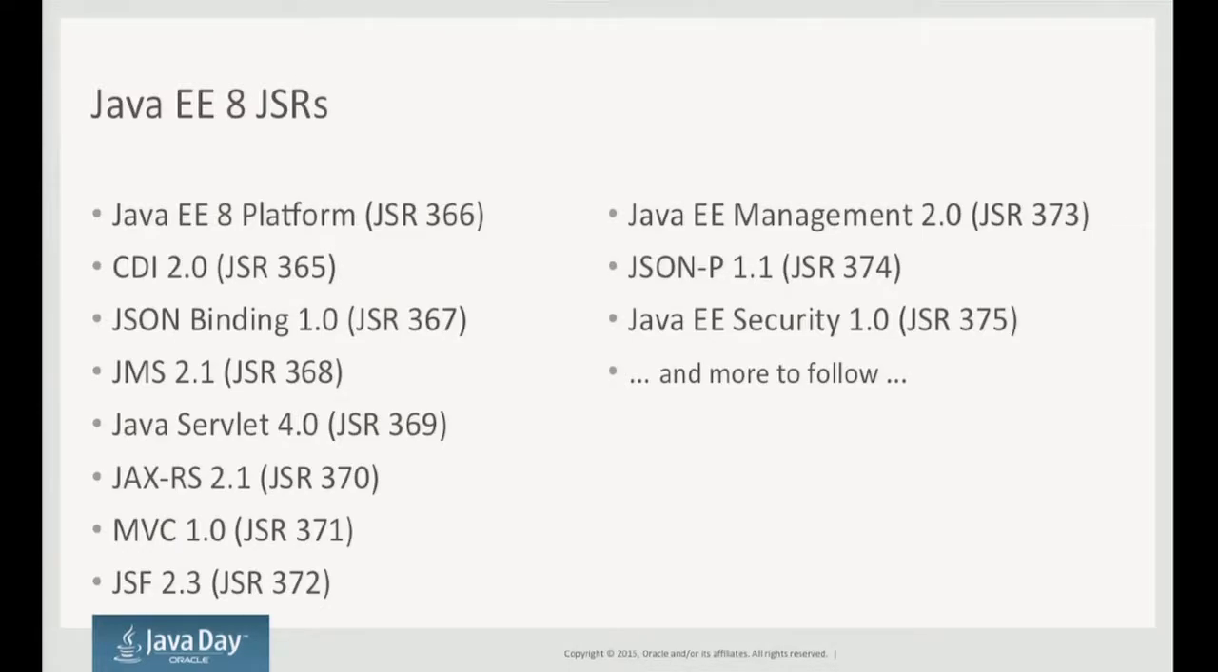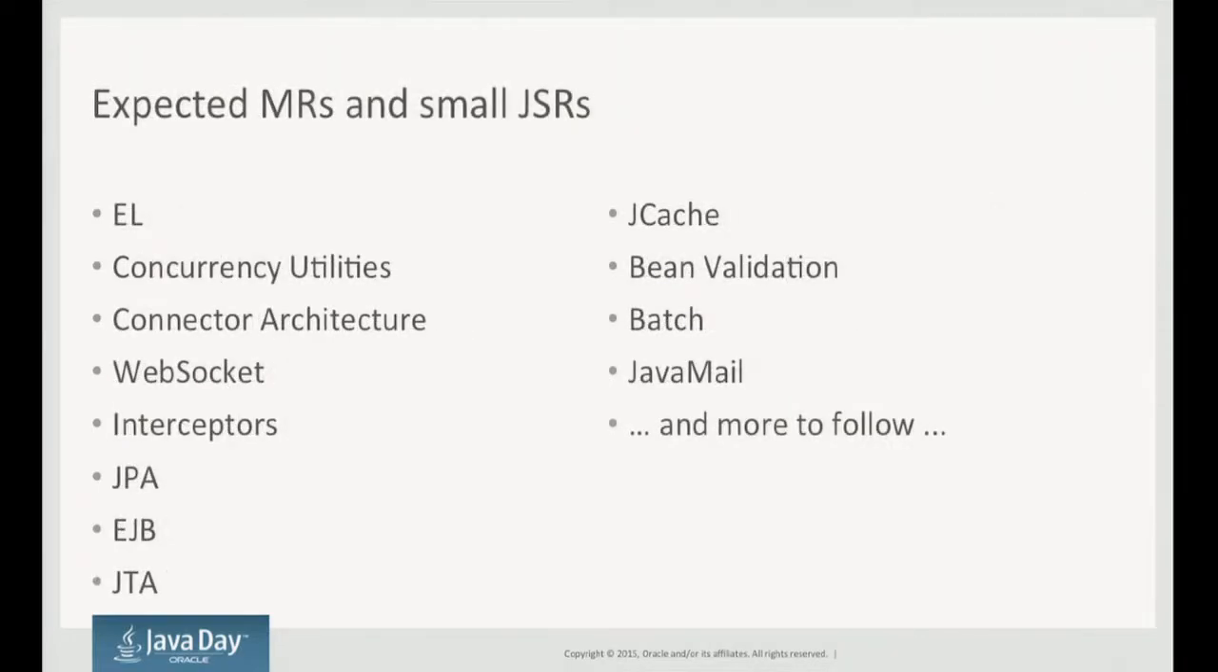In addition, we expect that we will be doing a number of smaller JSRs, basically driven by the needs of the platform and the need to update some of our technologies, or maintenance releases, which are small improvements to bring a technology up to date. These are the ones that we anticipate that we might be doing. All of these are Oracle JSRs, except for Bean Validation, which is being done by Red Hat, and Batch, which of course comes from IBM.